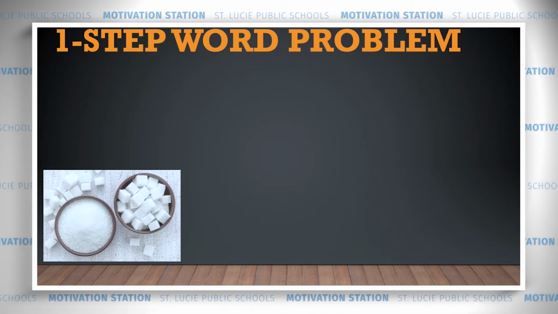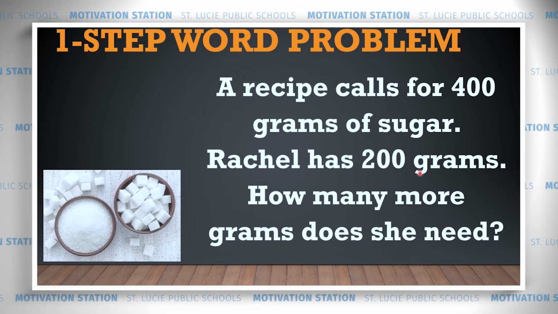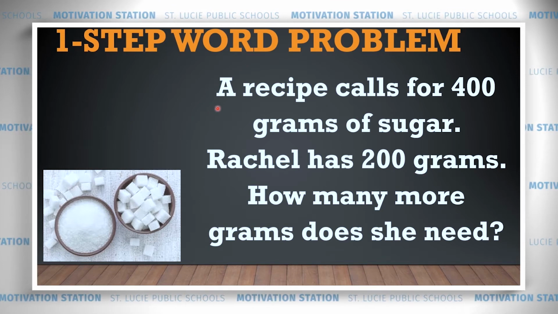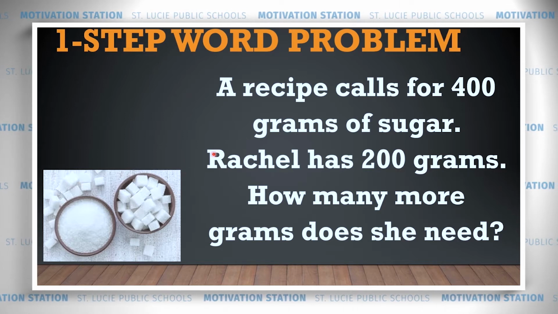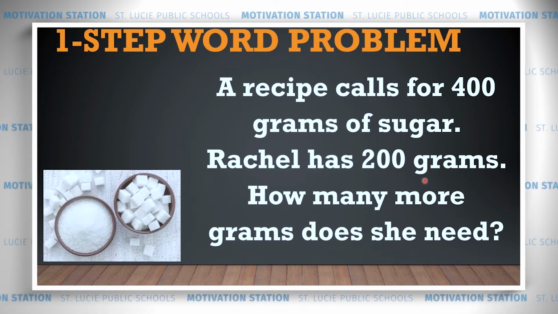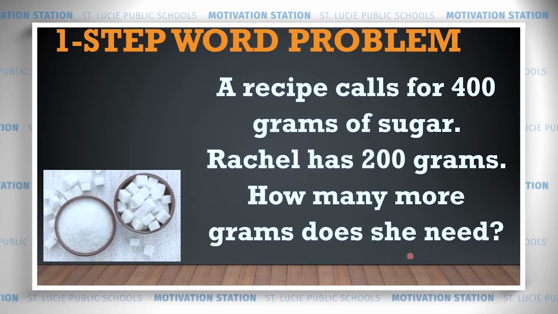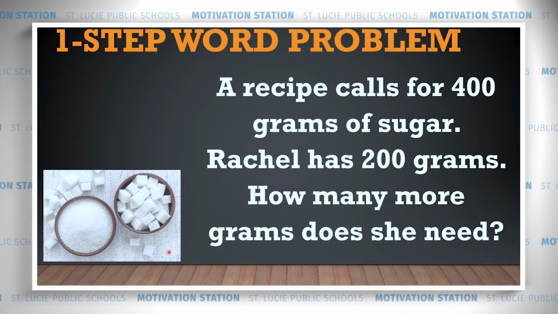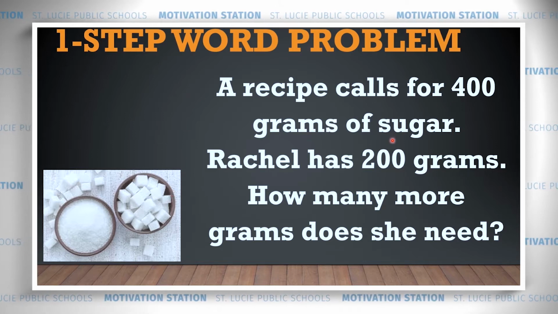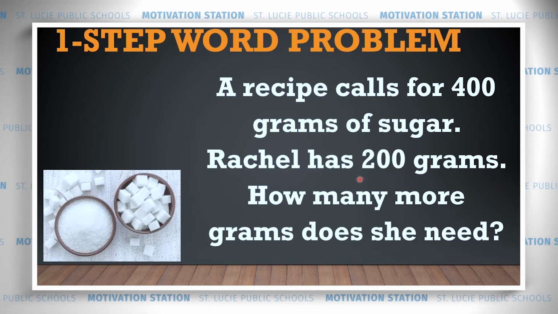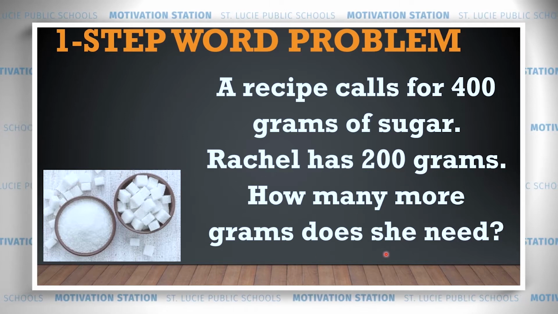The next word problem, if I take a look at the picture, must have to do with sugar. So let's read it. A recipe calls for 400 grams of sugar. Rachel has 200 grams. How many more grams does she need? I need to read that again. A recipe calls for 400 grams of sugar. Rachel has 200 grams. How many more grams does she need?